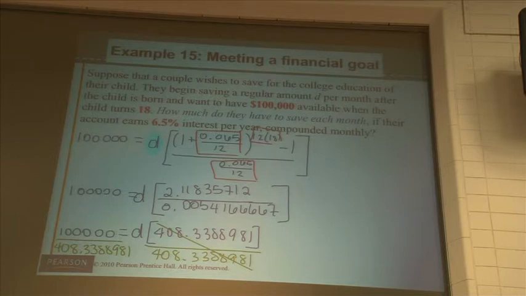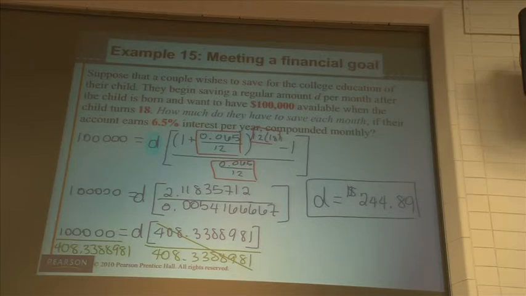And you should get that D is equal to 244.89. So they need to deposit at least $244.89. They want to round it off to a nice 250. They could end up with over $100,000 after 18 years.